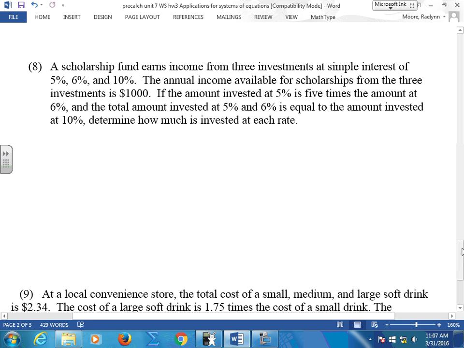A scholarship fund earns income from 3 investments. Simple interest means I multiply the investment times the percent. Simple interest, it's not compounded. So how many investments am I going to have? 3. Huh. That's pretty good.